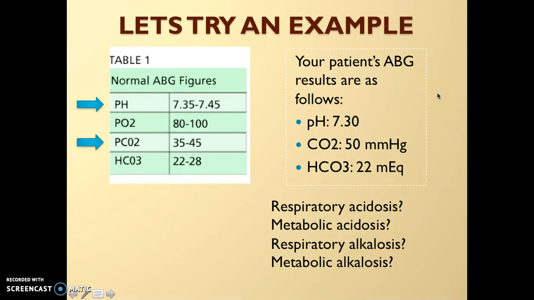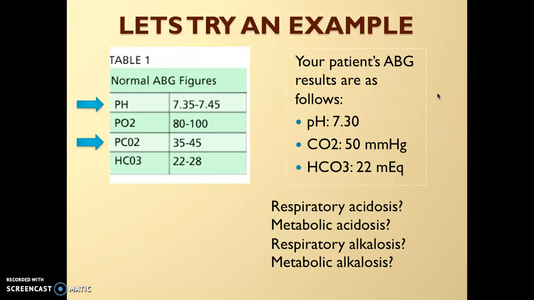So we're going to try an example. You drew a blood gas and the lab called and gave you these results. Which acid-base balance would you think the patient is in? The first step, that we said previously, is to determine if the patient is acidotic or alkalotic.